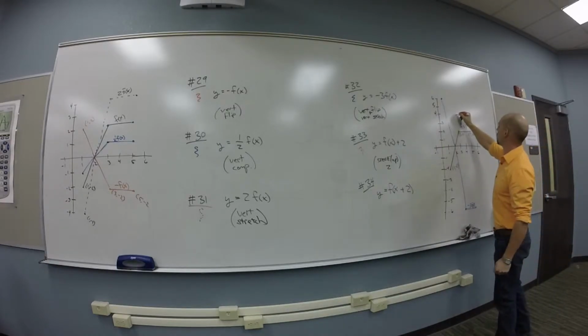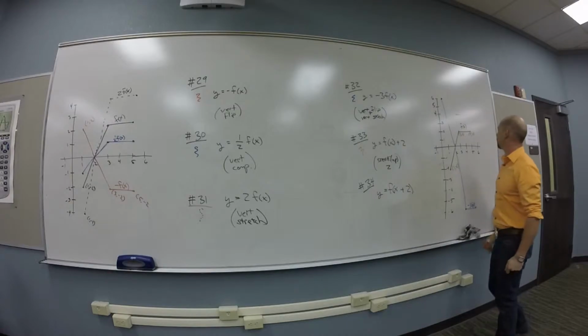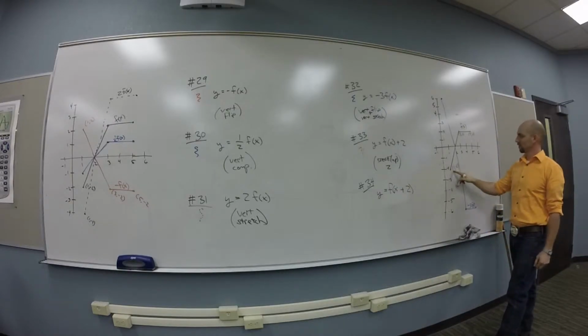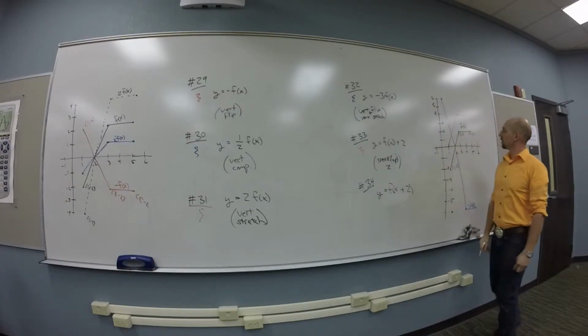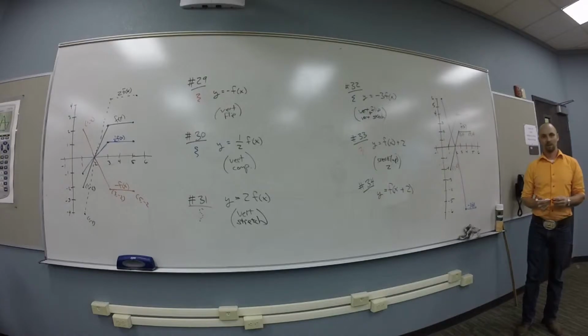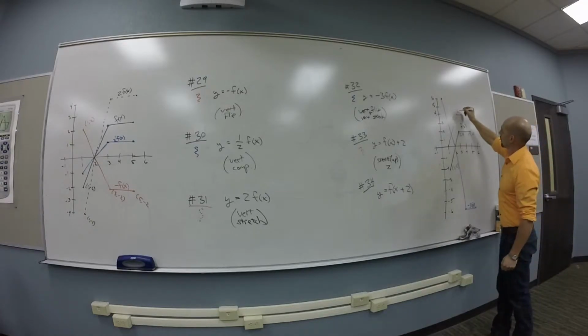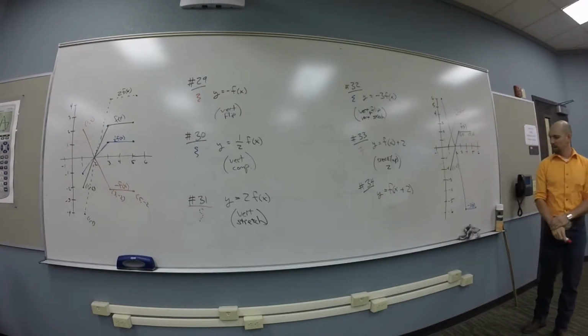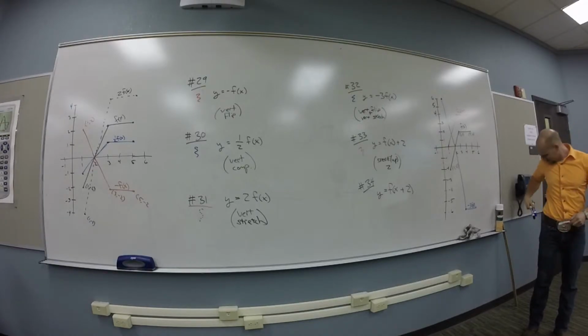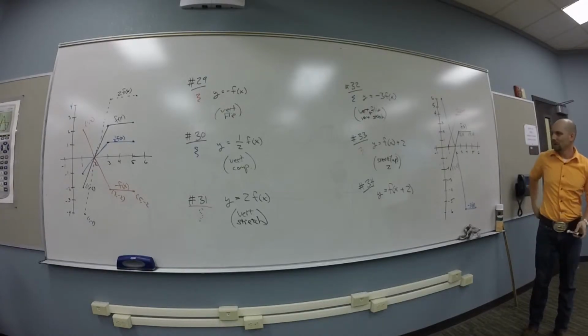Okay, so these two will be easy. They just move up 2 units. This guy goes from 0, 0 to 1, 0. And we put our line through there. Now label it f of x plus 2. Cool. And number 34, how is number 34 different? What's the difference between f of x plus 2 and f of x plus 2?